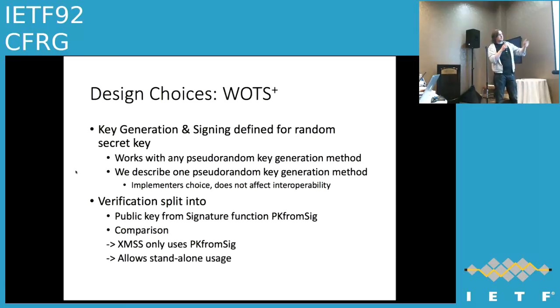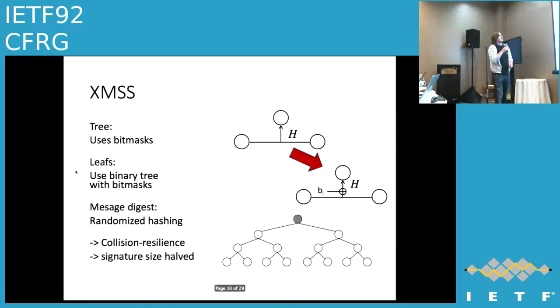The verification is described in two steps. There's one function that computes a public key from a signature and then an additional comparison. The reason is that XMSS only uses this function that computes the public key from the signature and delays the comparison to a later step. But we wanted to also allow the standalone usage of Winternitz. Next.